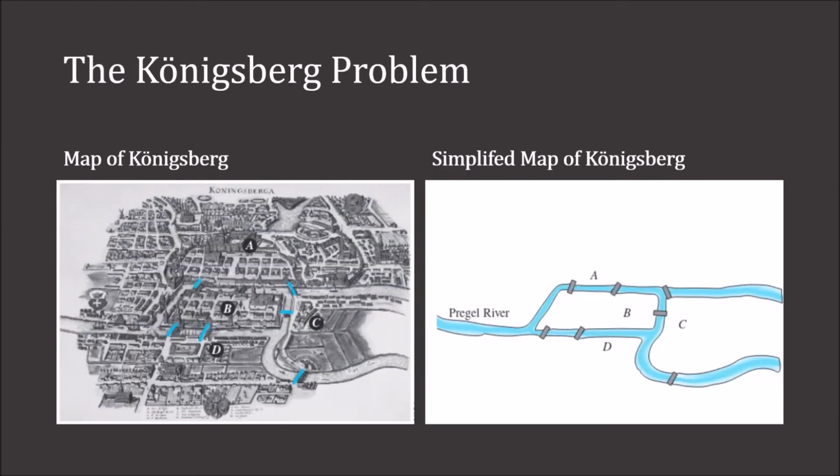So here we have a map of town, and for this problem, we can simplify it to this map right here. Right now, notice this whole thing is landmass A, this is landmass B, landmass C, and landmass D.